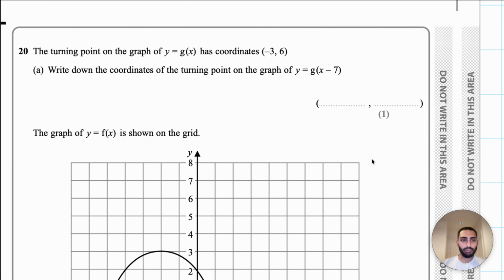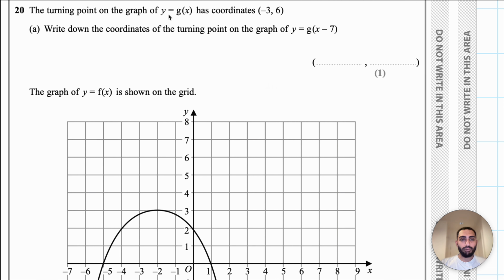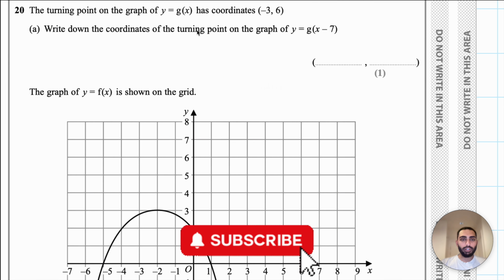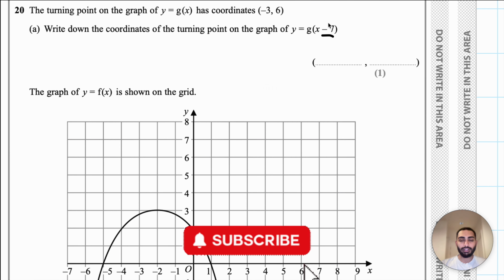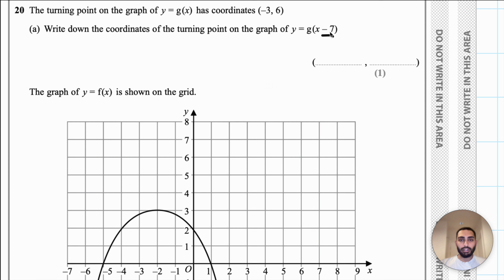Question 20. The turning point on the graph y equals g of x has coordinates -3, 6. Write down the coordinates of the turning point on the graph y equals g of x minus 7, and the minus 7 is inside the bracket. It's opposite of what you're expecting, so because it's minus 7, you would think it's moving left in the x direction, but it's actually moving right in the x direction. So we need to add 7 to this -3. So -3 add 7 would be equal to 4. It's moved right by 7, so it's 4. The y coordinate is going to stay exactly the same, so it's just 6.